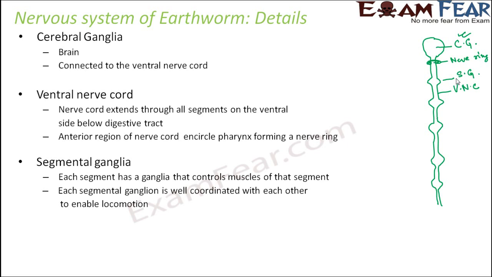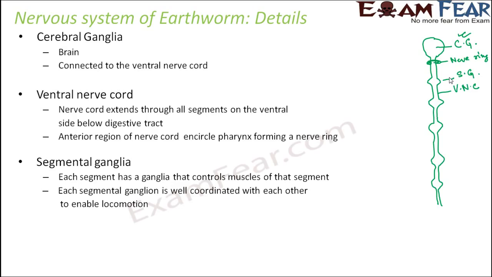So each segmental ganglion is well coordinated with the others to enable locomotion. Even in locomotion, everything is connected to one another. While I was telling you what helps the earthworm to move from one place to another, they are setae. Setae are S-shaped structures present in each segment, and the contraction and relaxation of the setae helps in moving the earthworm from one place to another. But there has to be a role of the nervous system also. Suppose an earthworm is lying on the ground. You just touch it with a stick. What happens? It starts moving.